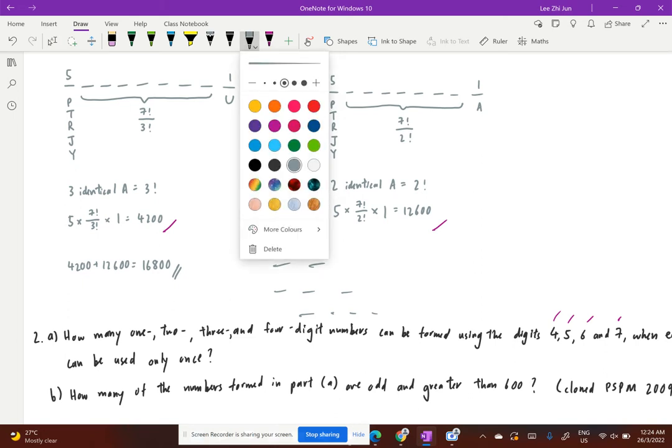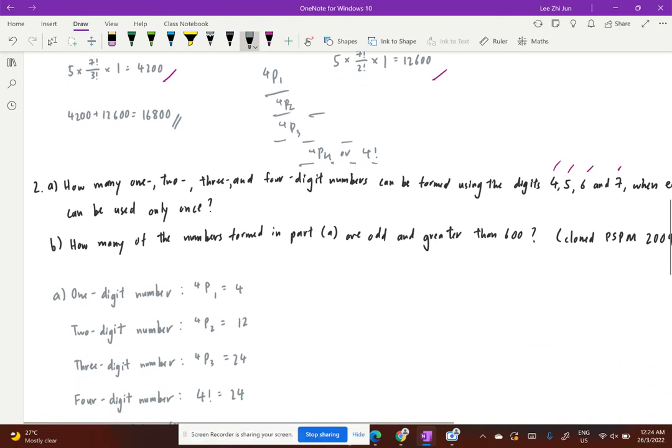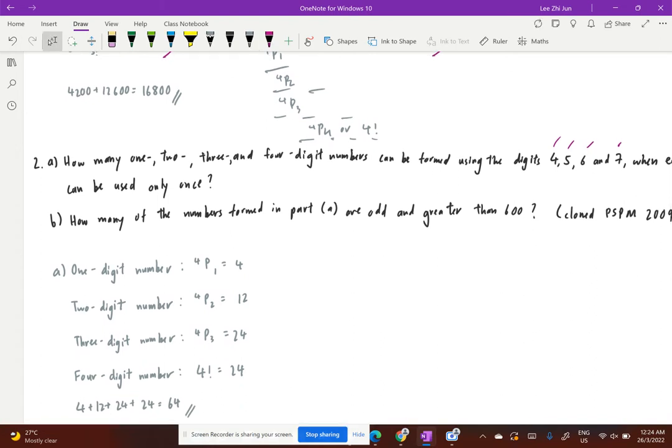If you want to form 1 digit from these 4 numbers, just 4P1. If you want to form 2 digits, 4P2. If you want to form 3 digits, 4P3. If you want to form four-digit numbers, you just do 4 factorial, or 4P4. For me, I like to use 4 factorial more. So I add on all: 4 plus 12 plus 24 plus 24, so I will get 64.